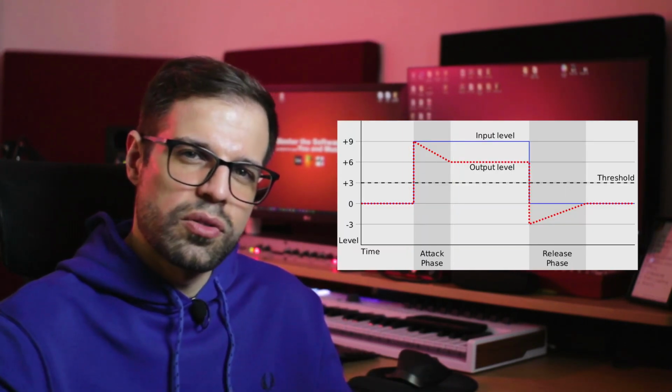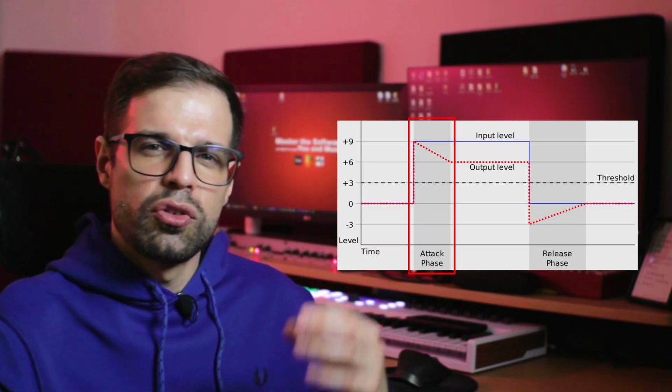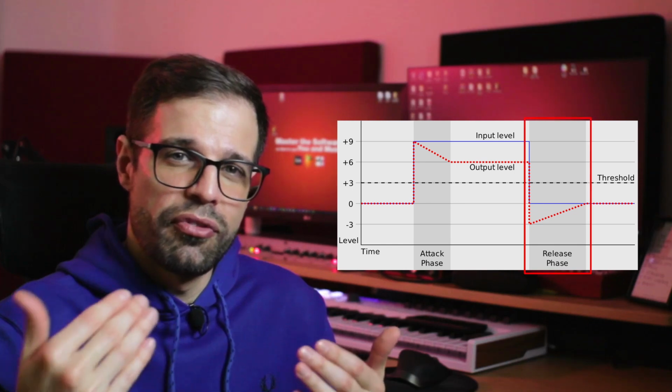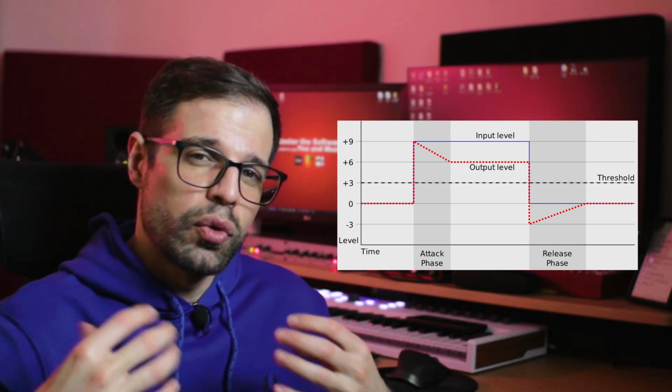The attack time is the amount of time the compressor takes to go from not compressing the audio to fully compressing the signal. The release time is the amount of time the compressor takes from fully compressing the signal to not compressing the signal. The attack is only relevant when the signal goes above the threshold and activates the compressor, and the release is only relevant when the signal goes below the threshold.